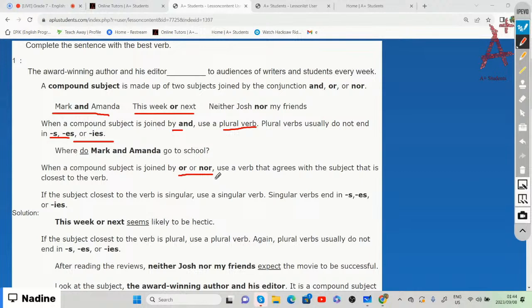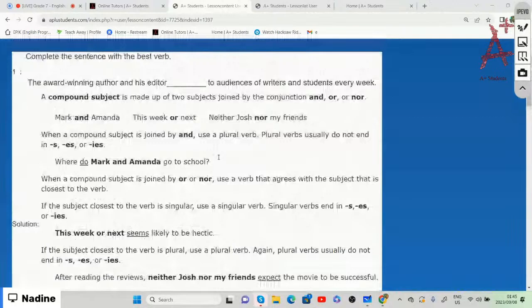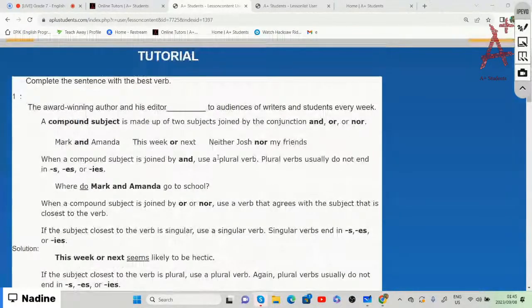And in this case, if the subject closest to the verb is plural, we use the plural verb. Again, plural verbs usually do not end in S, ES, or IES. So, for example, after reading the reviews, neither Josh nor my friends expect the movie to be successful. So it's like none of them, basically. And if we look at the subject, remember we said a compound subject is made up of two subjects that are joined together by a conjunction.